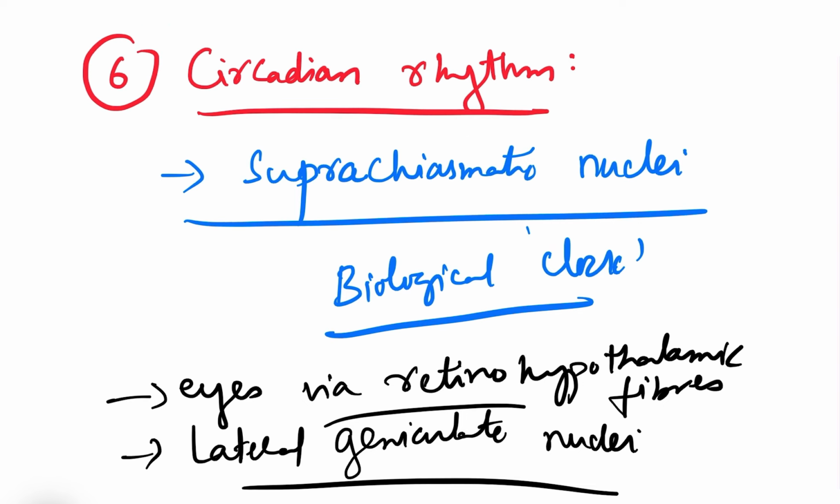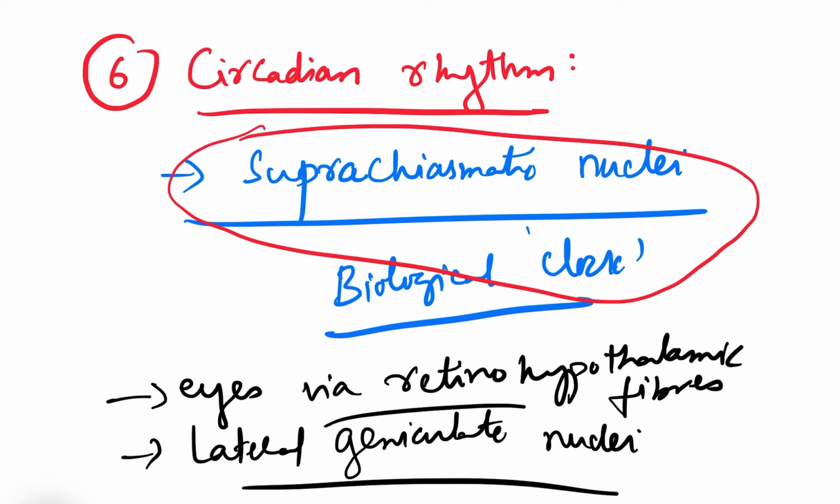To be precise, it will help in maintaining the circadian rhythm with the help of this nuclei, that is the suprachiasmatic nuclei. Okay, now after knowing these very important functions, let us discuss another function of the hypothalamus.